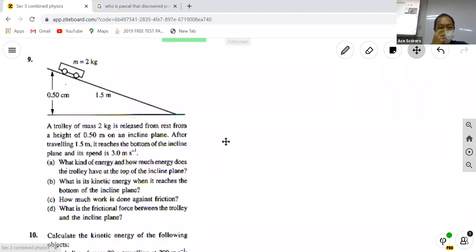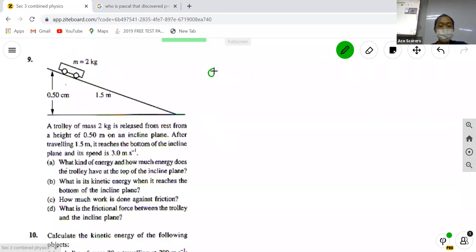Continue. You have a toy trolley of mass 2, released from rest from a height of 0.5. It travels 1.5 to reach the bottom of the incline, with a speed of 3. So they give us a lot of information. What kind of energy and how much energy does the trolley have at the top? So what kind of energy? GPE, right? At the top.